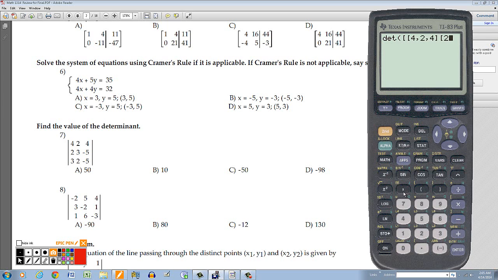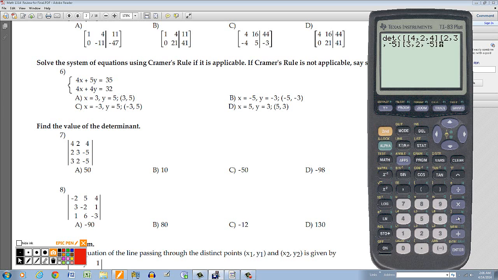It's 2, comma, 3, comma, minus 5. Close and start the next one. Bracket, enter the components. 3, comma, 2, comma, negative 5. Brackets, and then I need brackets again.